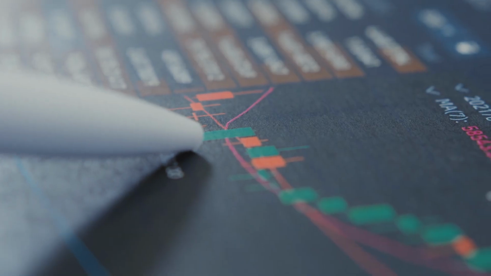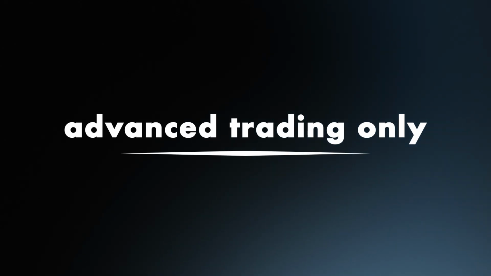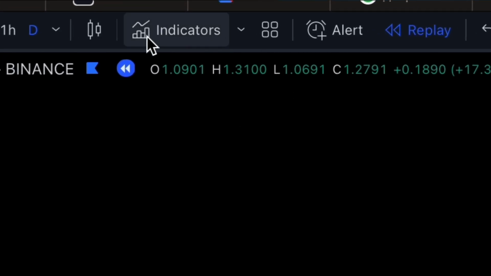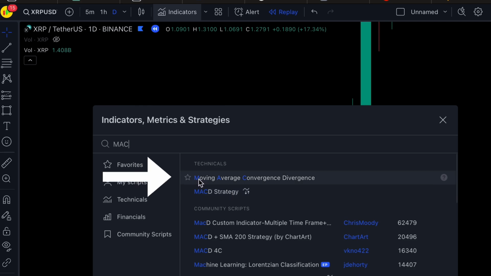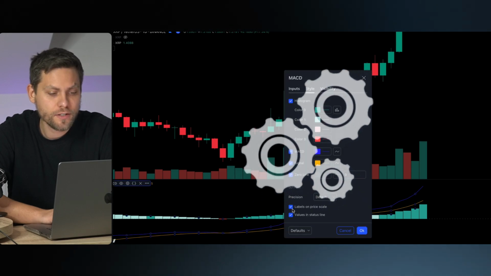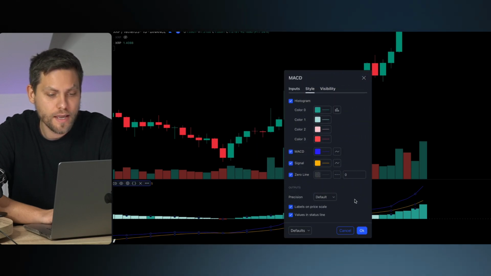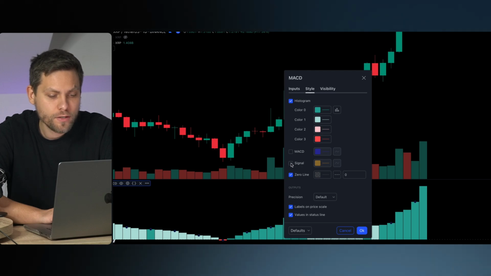Last but not least, let's open up another indicator, and this is for more advanced trading. So let's go up here to the indicators tab in TradingView, search for MACD, and open up the standard MACD, or moving average convergence divergence, indicator right here. Now, when we've got the indicator on the chart, we want to change a few settings. So we navigate here to the settings tab for the MACD and uncheck the MACD right here, and also uncheck the signal line as well. And now we are ready to press OK.